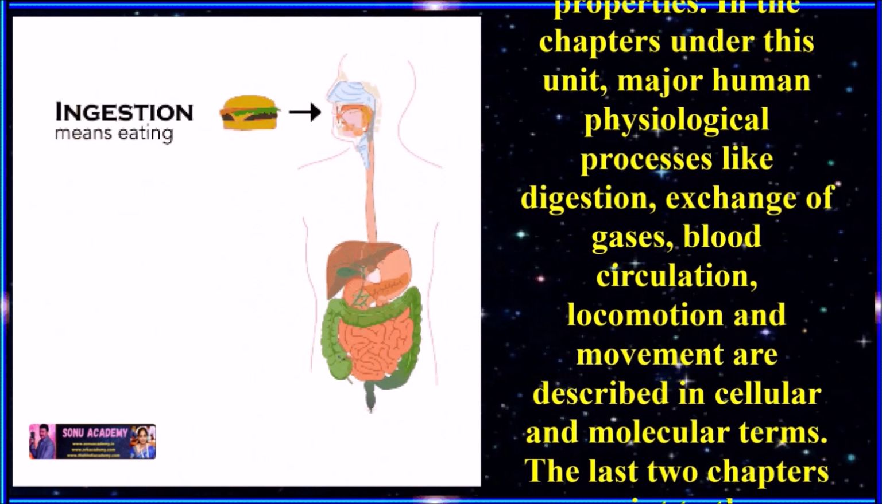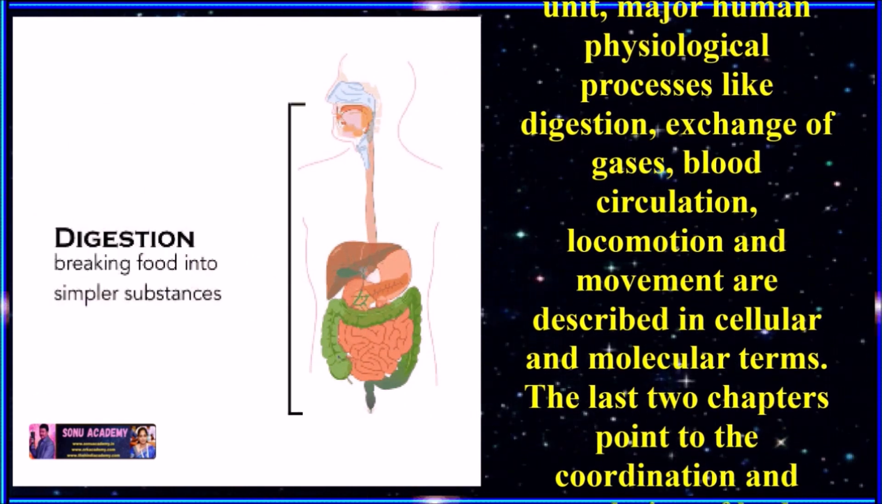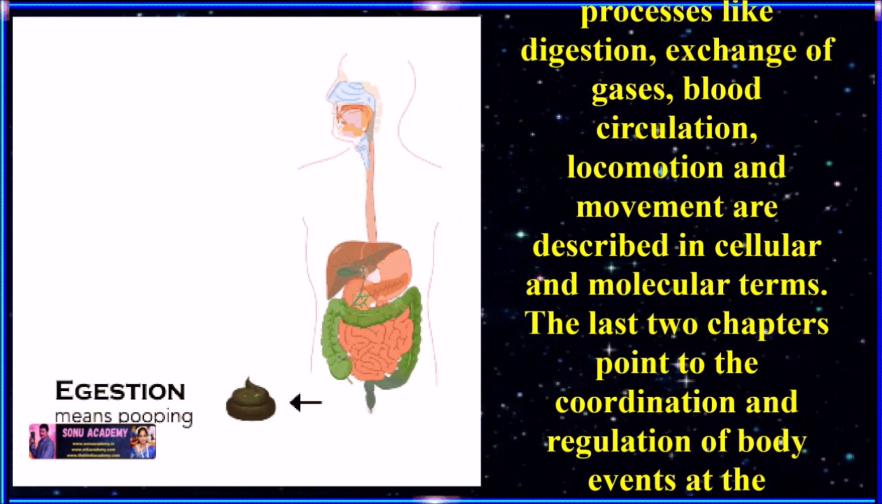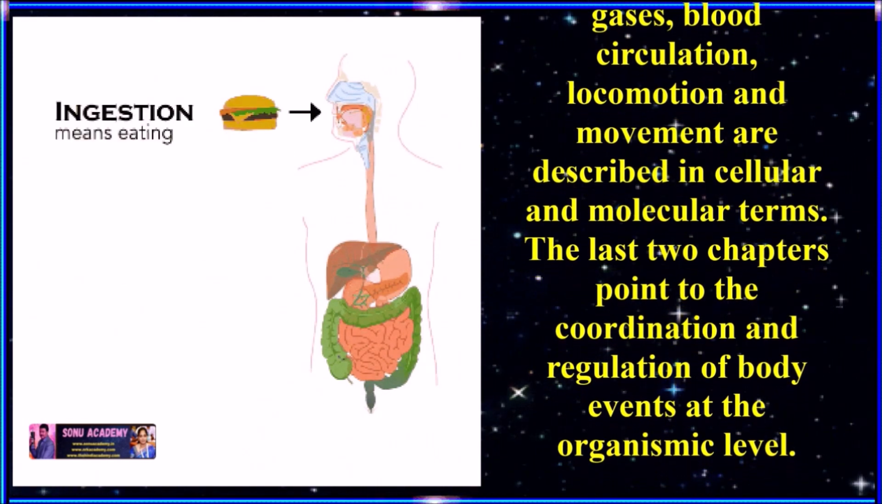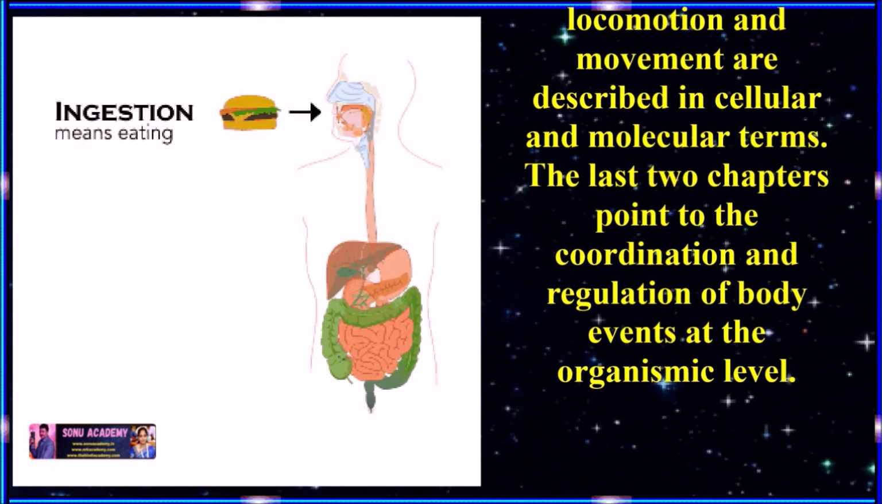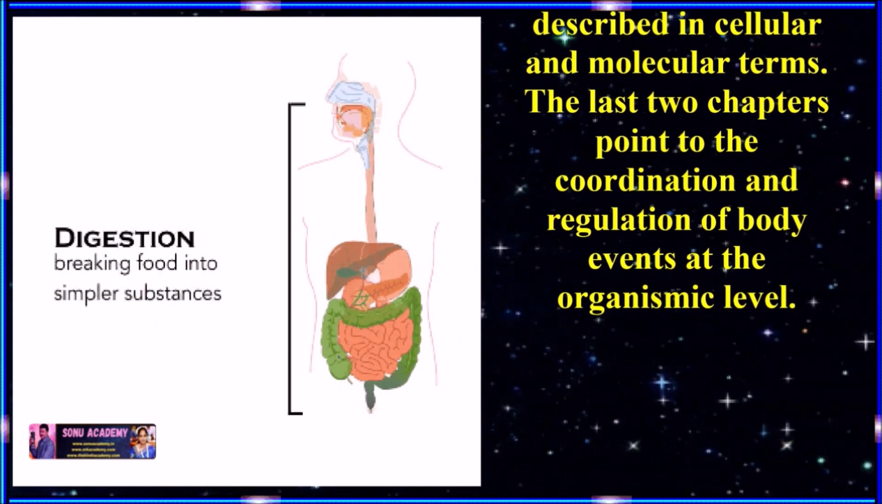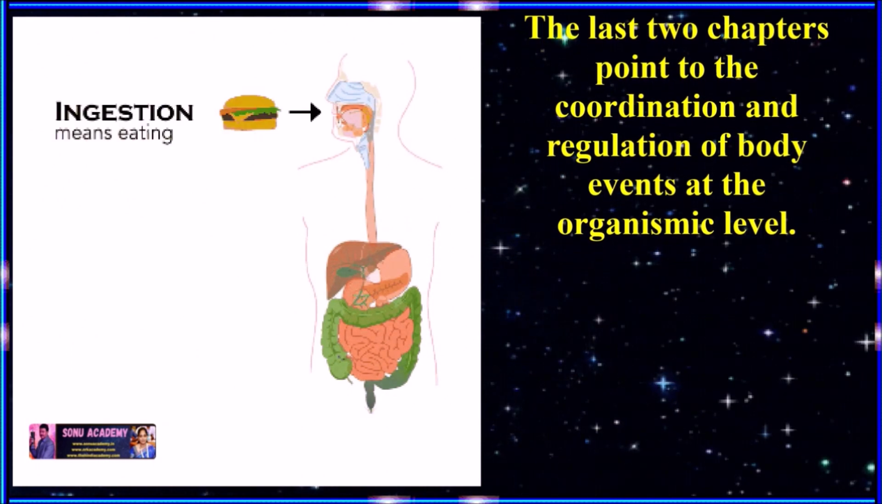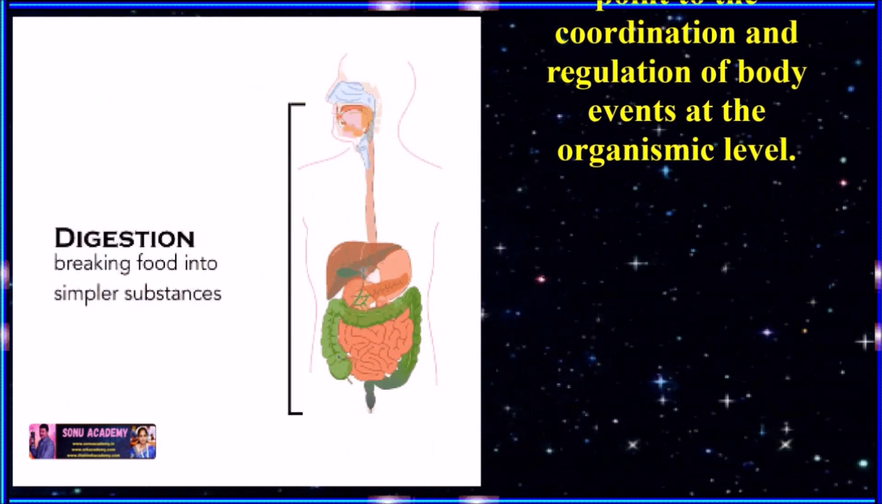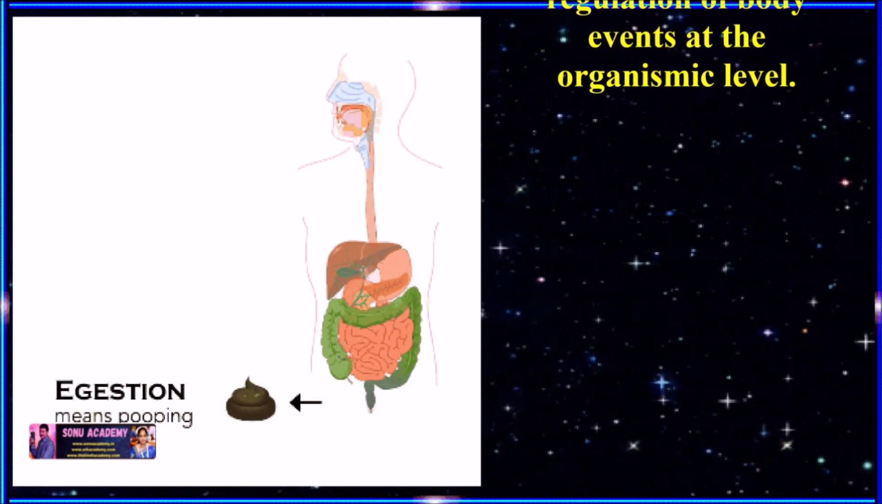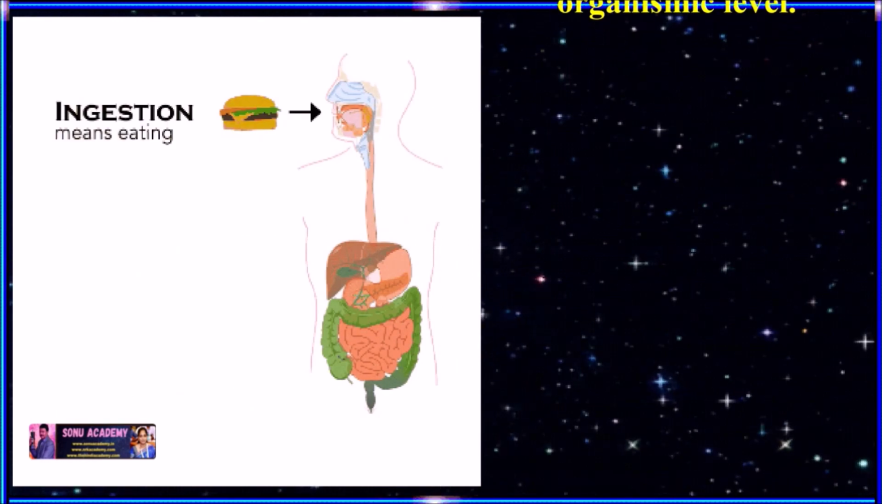Children, in this chapter, under this unit, we discuss major human physiological processes like digestion, exchange of gases, blood circulation, locomotion, and movement, which are described in cellular and molecular terms. The last two chapters point to the coordination and regulation of body events at the organismic level.